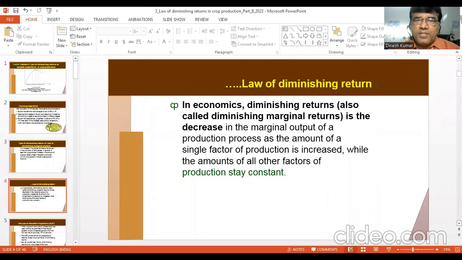For more clarity, you can see in economics, diminishing returns, also called diminishing marginal returns, is the decrease in the marginal output of a production process as the amount of a single factor of production is increased. So whenever we define law of diminishing return, it is variation only in one factor. Other factors are kept constant, and it is in the short run. Law of diminishing return, therefore, is applicable in the short run, not in the long run, while the amount of all other factors of production stays constant.